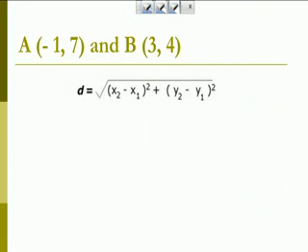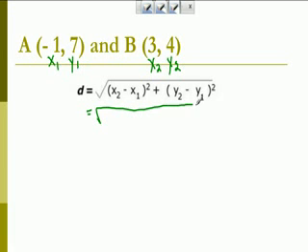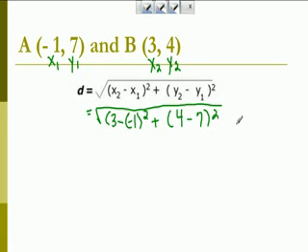Alright, we have -1 and 7 and 3 and 4. So this is our x1, y1, x2, y2. Now all we're going to do is substitute those numbers in for the letters. x2 is 3 minus x1 is negative 1, squared, plus y2, 4, minus y1, 7, squared.